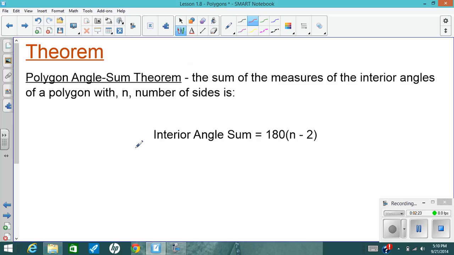Our first theorem for talking about polygons is the angle sum. So if we take all of the interior angles of a polygon and add them together, that sum should be equal to 180 times the quantity, in parentheses, n minus 2. And again, just a reminder that this n is the number of sides. So if we want to know the sum of the interior angles of any polygon, we just plug the number of sides in there for n, simplify that number minus 2, and multiply by 180.